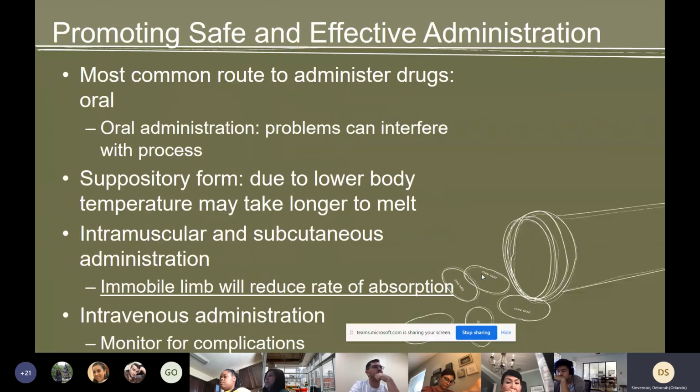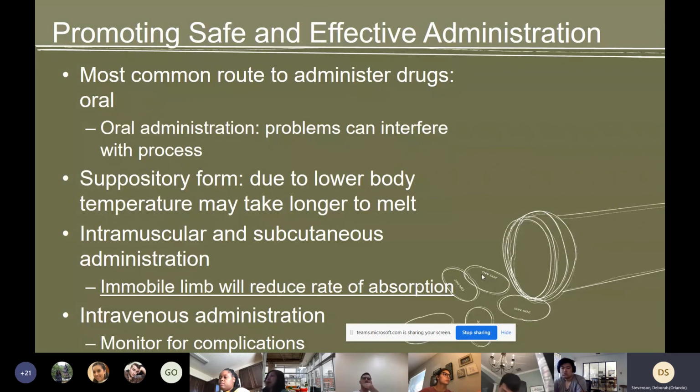As I mentioned earlier, the most common route is really the oral, but there's all kinds of things that can influence that. In the suppository, because of the low body temperature, it takes a little bit longer. So if we give a patient acetaminophen rectally, then it's going to take a little bit longer for the medication to dissolve and go into the bloodstream, which is something that we need to be aware of.